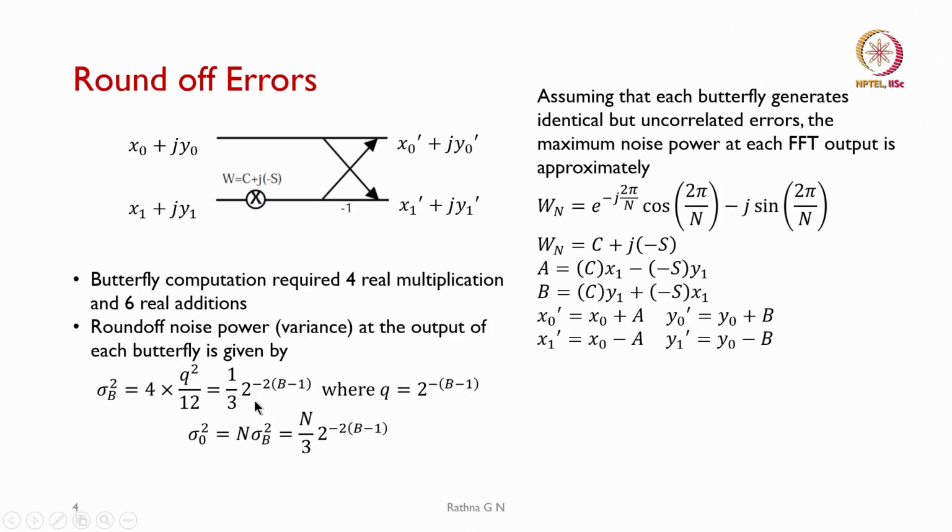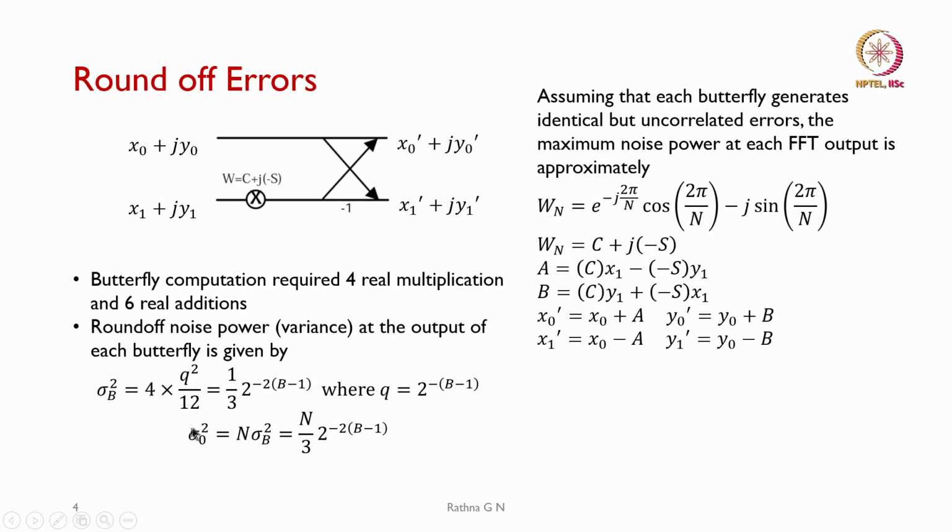It becomes 1 by 3 into 2 to the power of minus 2 into b minus 1, and this is at each butterfly. So then, how many butterflies are we going to have? Although n minus 1 is the number of stages, we have rounded it off to n.